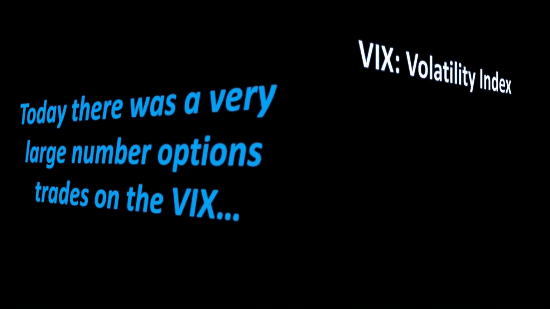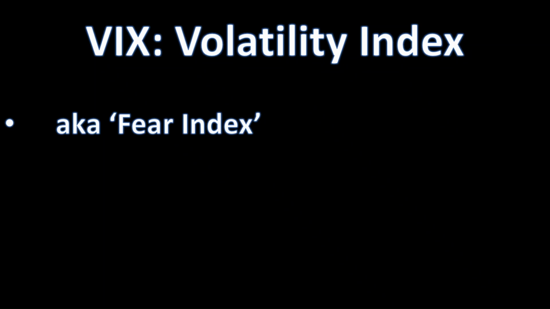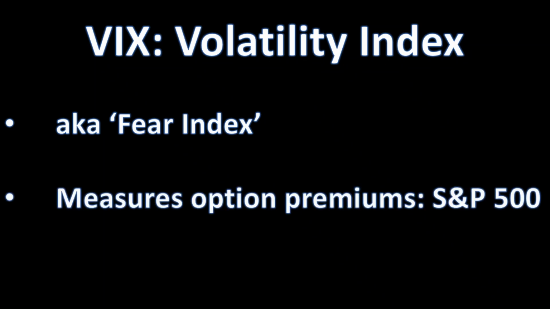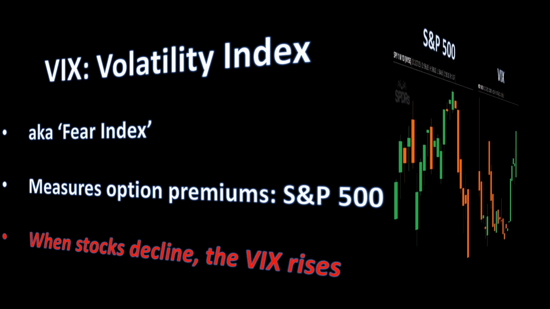What's the VIX? The VIX is a volatility index. It's also known as the fear index. It's calculated by measuring the option premiums on the S&P 500. And very simply, when the stock market goes down, the VIX tends to rise. The VIX moves opposite to the stock markets.